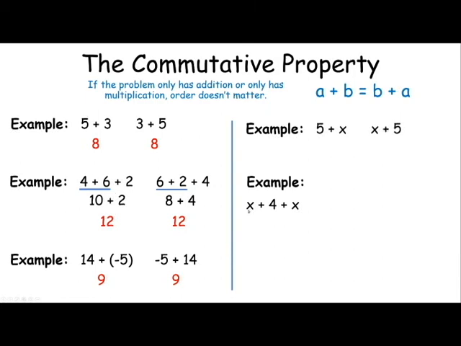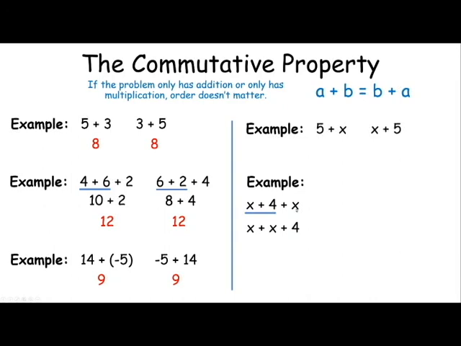Notice, though, I can't actually add an x to a 4. x plus 4 I can't do because I don't know what this number is. Ordinarily, I would be stuck here because order of operations teaches me I need to do the first two values first. However, the commutative property teaches me that it doesn't matter what order these numbers are in.